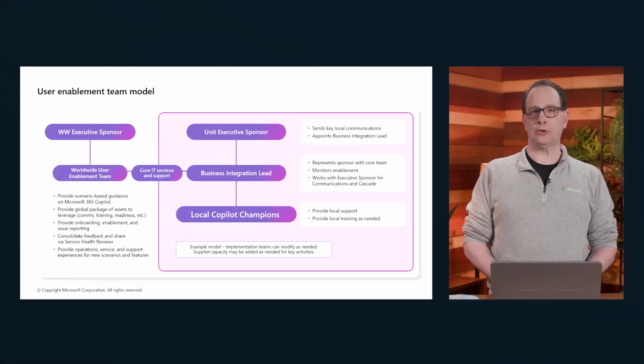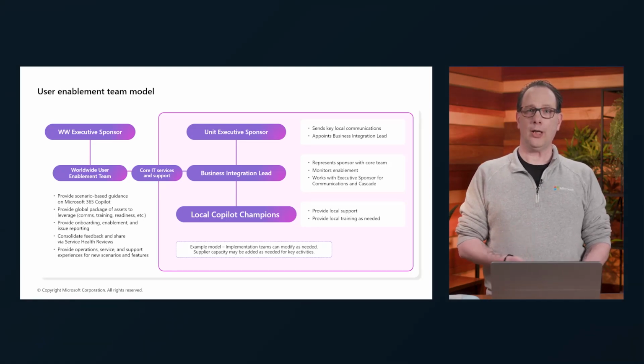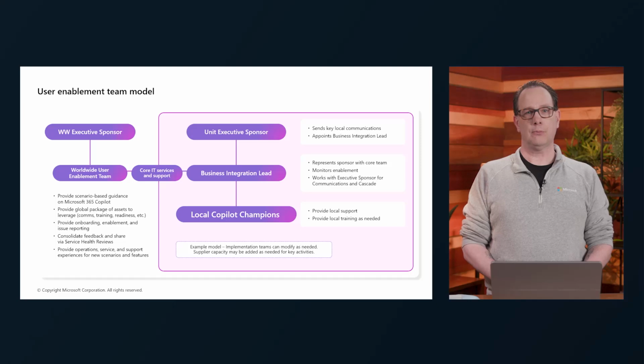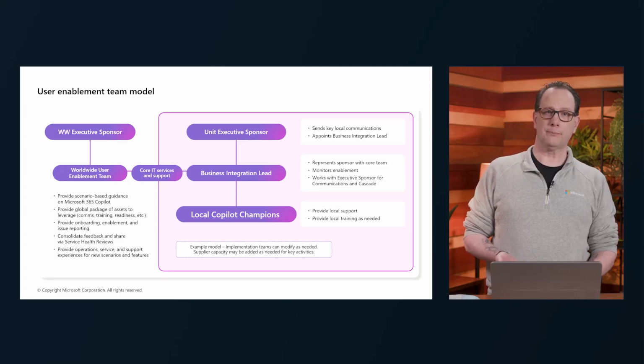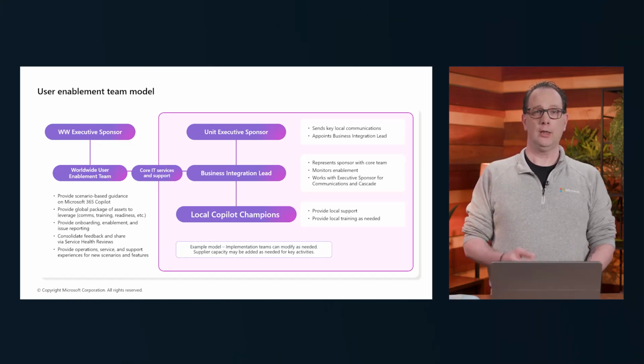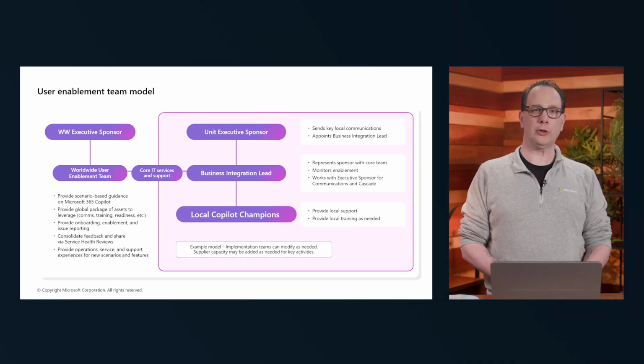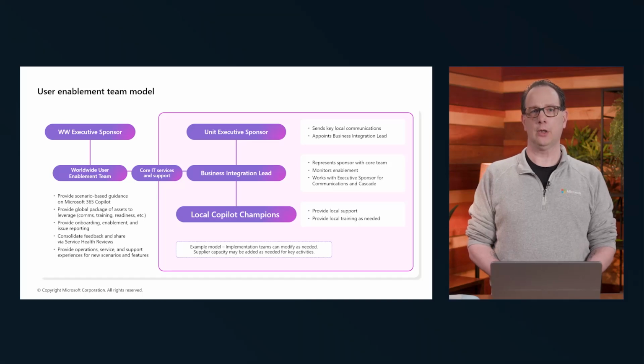Another more complete representation of what a user enablement model could look like is this diagram here. Without covering all the details, the composition could look as follows. We're going to start from the worldwide executive sponsor. You establish that worldwide user enablement team. This team hooks into IT to enable the core IT services, but also provide support during the adoption phase.